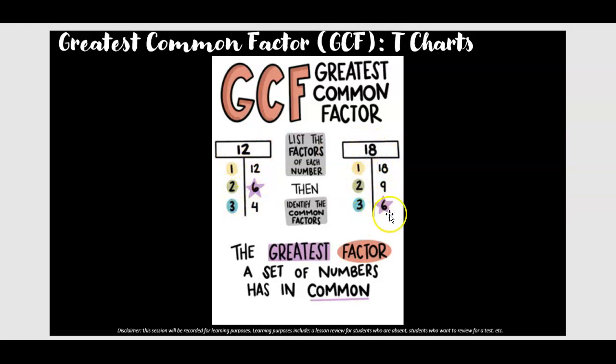Now look at all of them together. Look at the ones that they have in common. They have a 1 in common, they have a 2 in common, they have a 3 in common, they have a 6 in common. They have a lot in common.